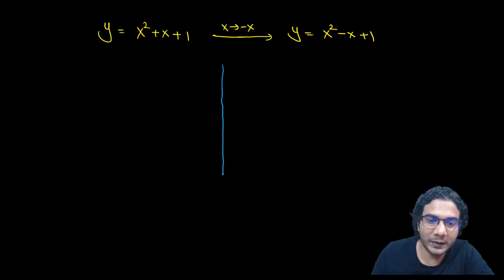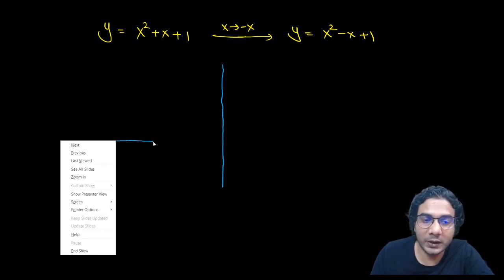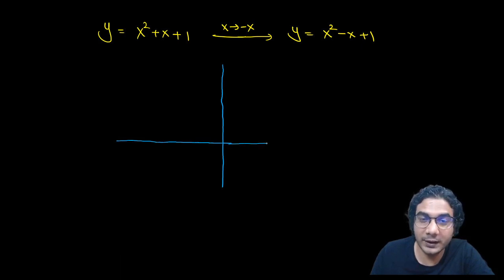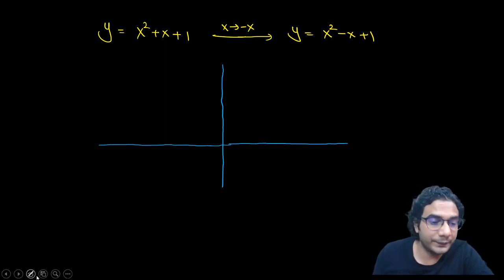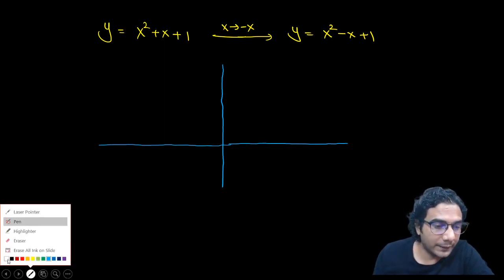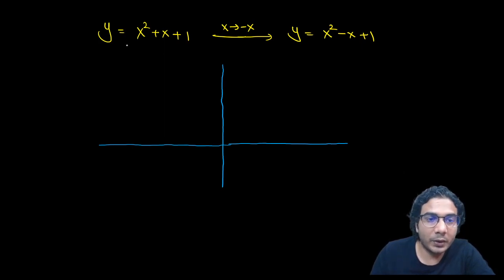In any quadratic you can do such a thing. Whenever you replace x by minus x, just the coefficient of x becomes negative. That means for ax square plus bx plus c, if you do the transformation, the new equation will become ax square minus bx plus c. So just the coefficient of x becomes negative. Okay, so I'm plotting the graph of this.